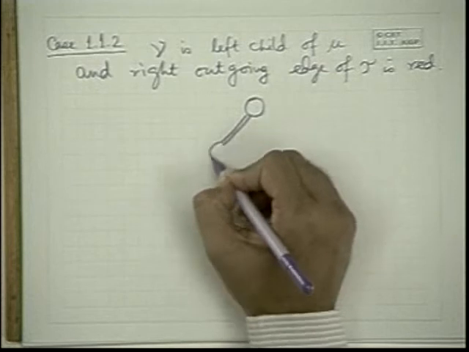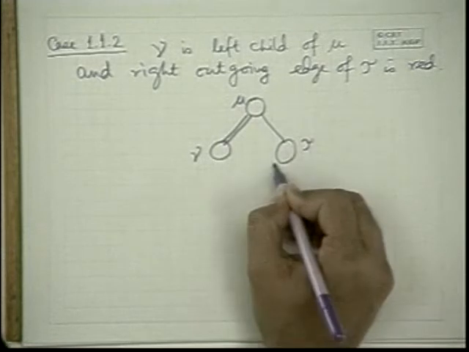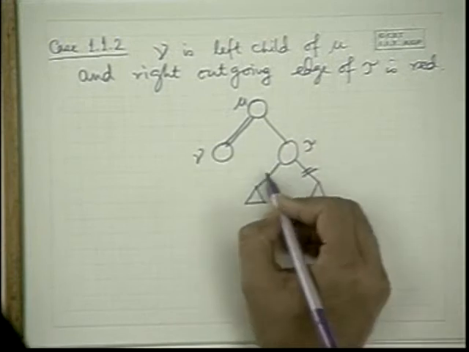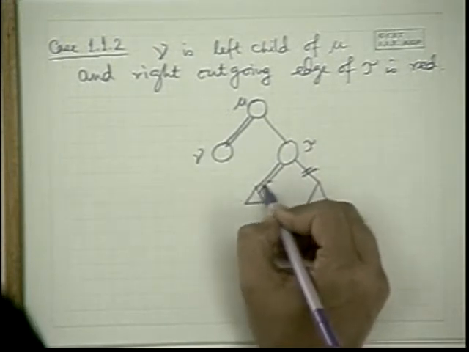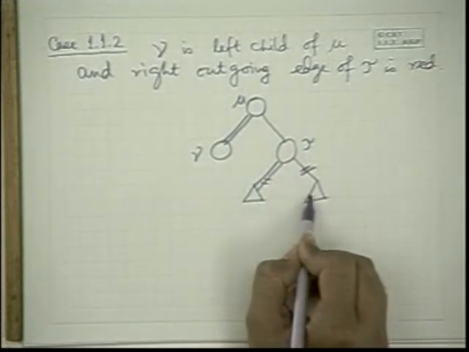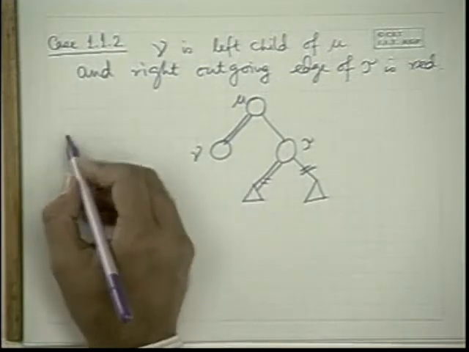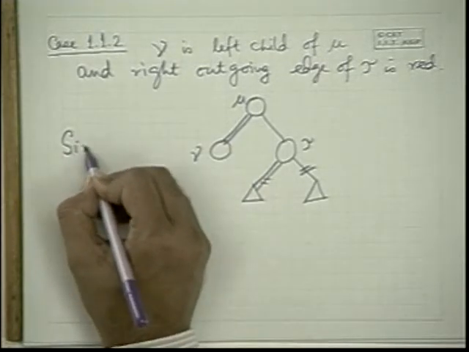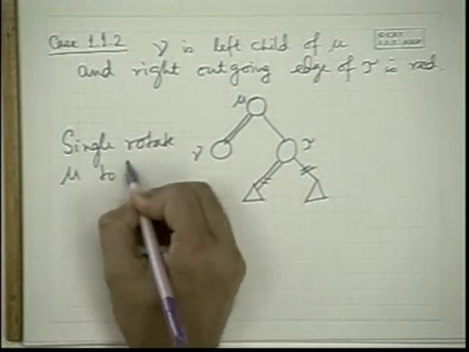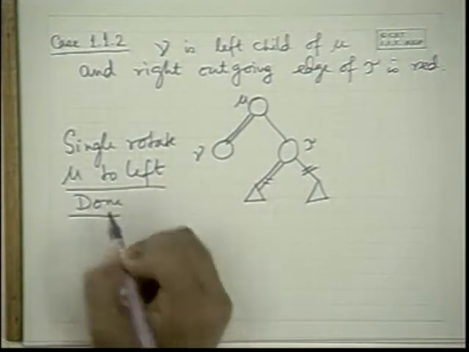So nu is this, mu. Now we have tau. I have one, and this one I know is red. This can be black or this can be red, I don't know. I don't care about the left child of tau. But the right child of tau, I know it is definitely red by this condition. So if this is the situation, then the remedy is to single rotate mu to the left, and done. If you do this, you will see you will be done.